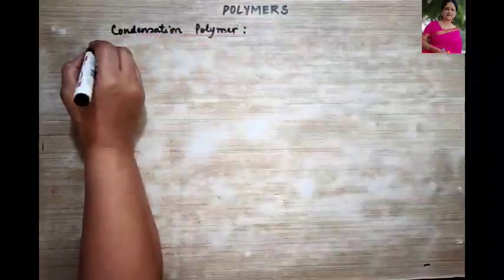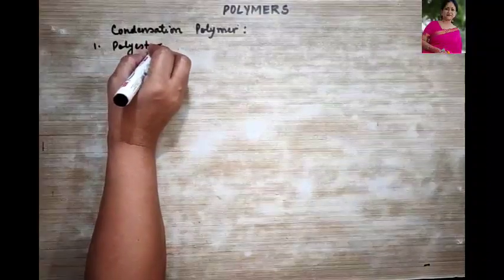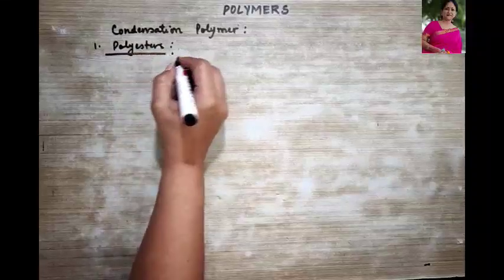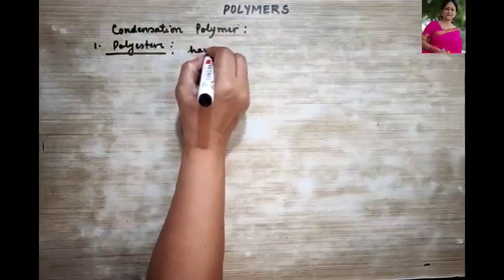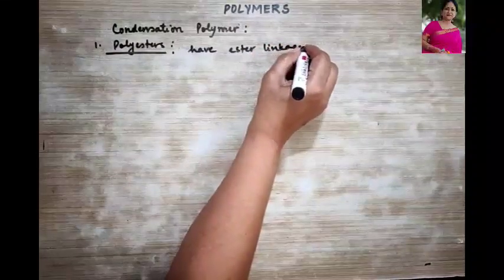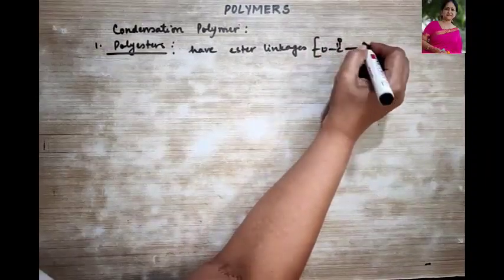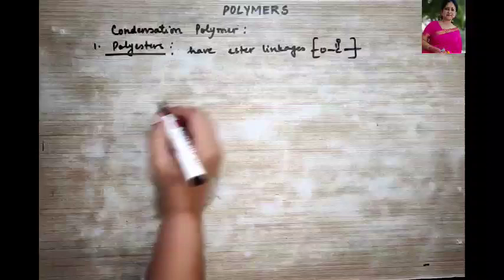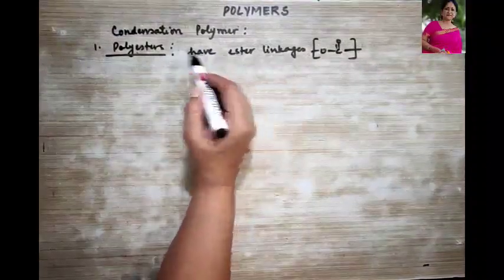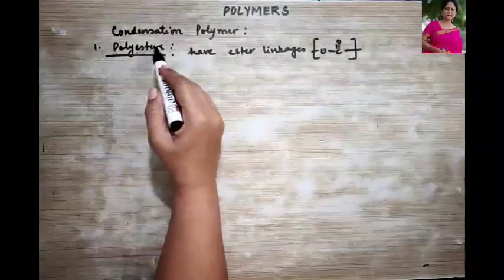So in condensation polymers you have to do only one, that is the polyesters. Polyesters have the ester linkages. Polymers with a number of ester linkages are termed as polyesters.